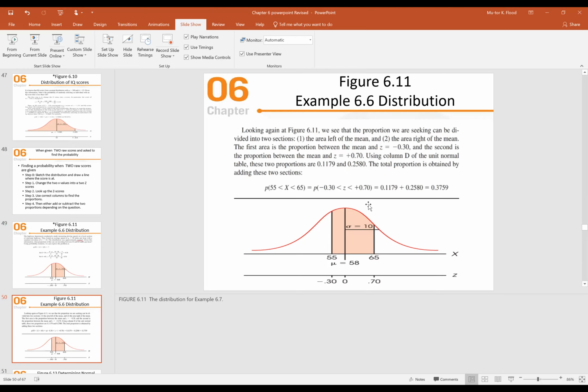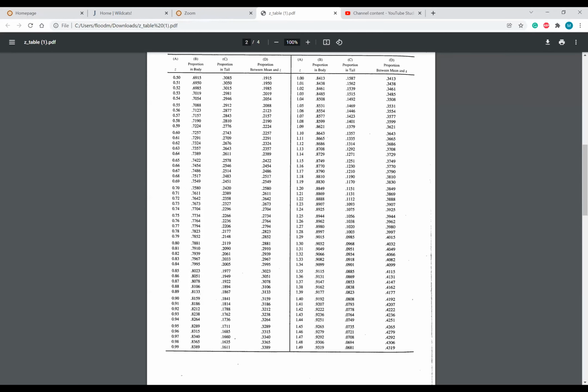And the total proportion is attained by adding these two sections, right? And so that would give us 0.3759. So let's look up those proportions in column D. So the Z score was negative 0.30, right? But there are no negative Z scores in the unit normal table. So we're looking up a Z score of positive 0.30.